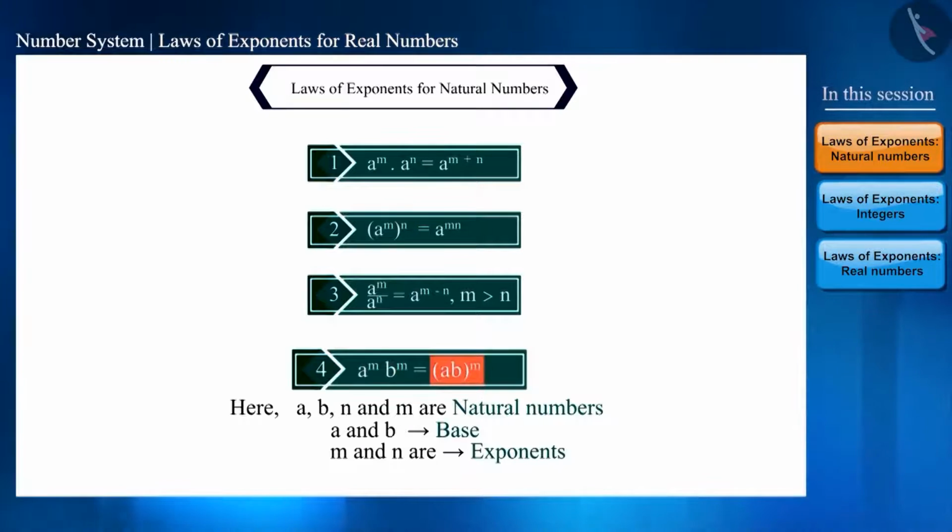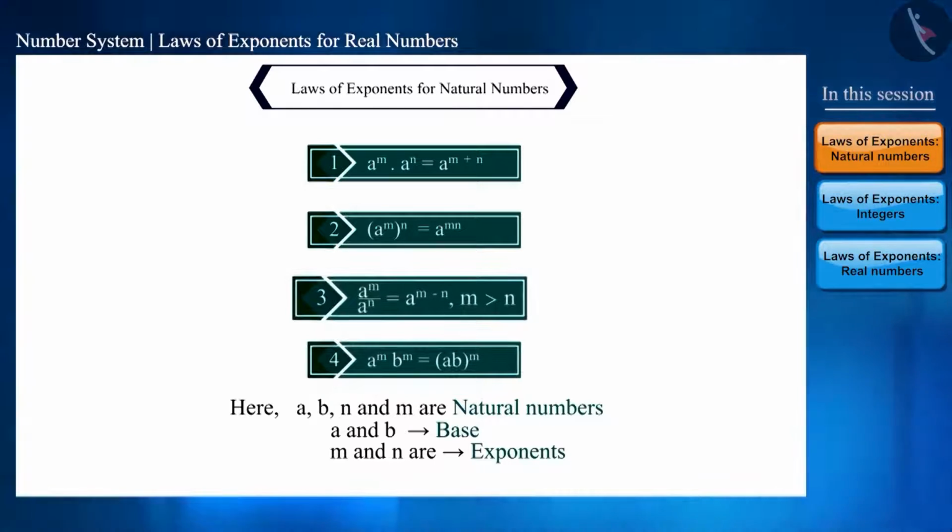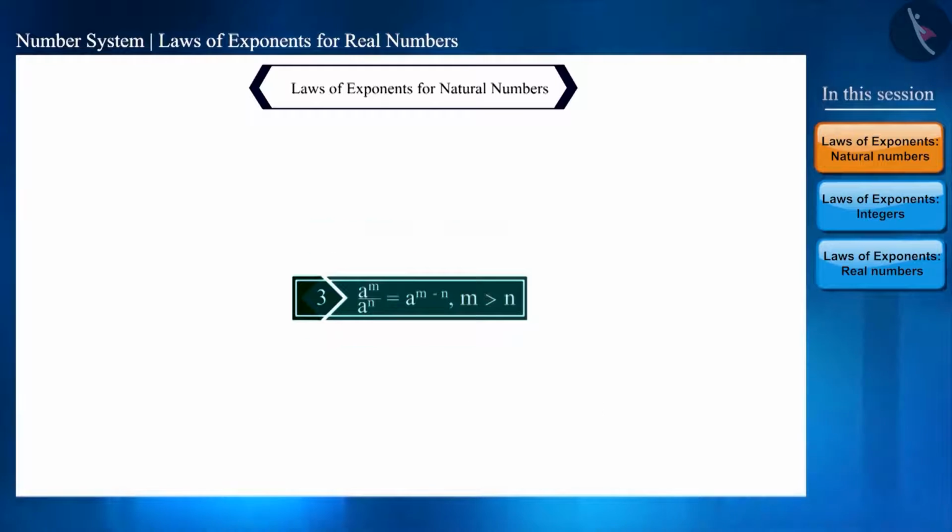Friends, have you noticed the third rule? There is a condition here: m is greater than n. That is, m must be greater than n. Let's look at an example to understand this.